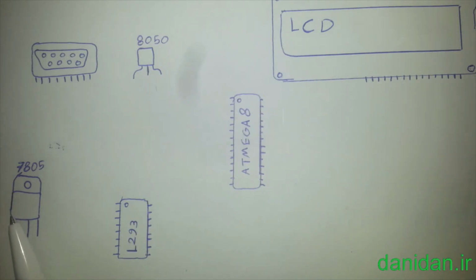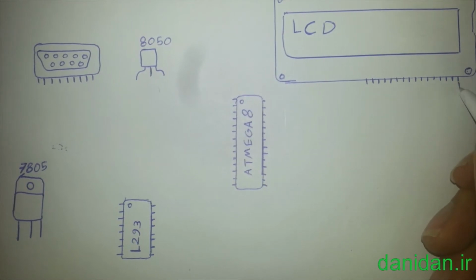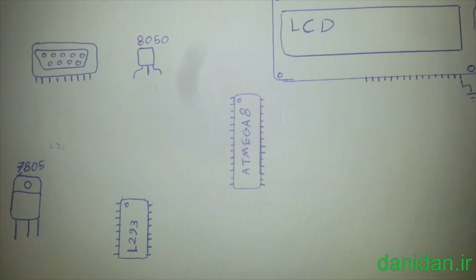All components that I showed you are in this picture. The IC 7805 is used to reduce the voltage. L293 is to drive a motor. ATmega8 is a microcontroller, and the 8050 is used to connect the serial port to your microcontroller. So let's begin from the LCD.